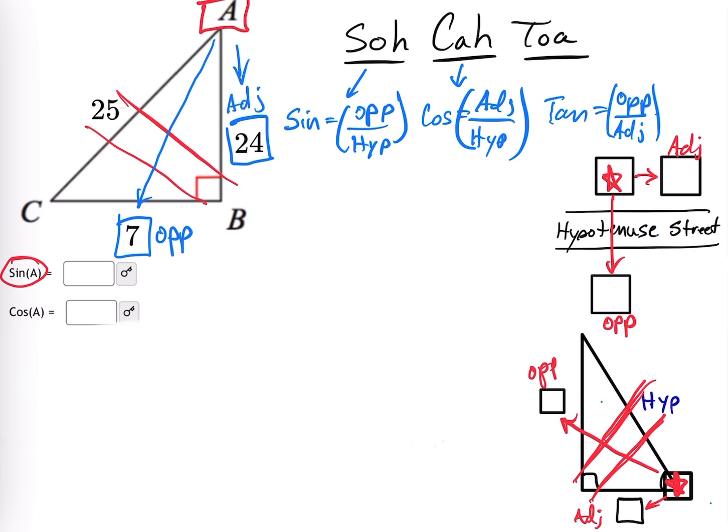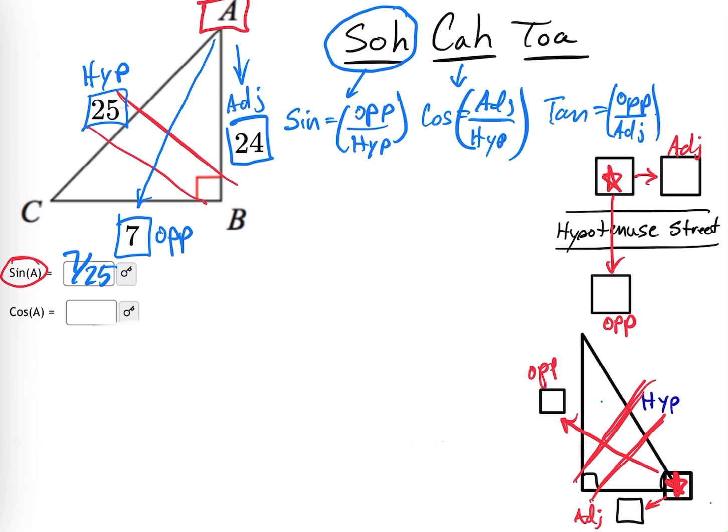So now, when we start talking about what is the sine, sine is this SOH of the word SOHCAHTOA. Sine is opposite over hypotenuse. Now, in this triangle, this 7 is the opposite side, and the hypotenuse right here is the one that's on Hypotenuse Street. So we're going to take 7 over 25 and write the ratio, and that's all you do for this question.